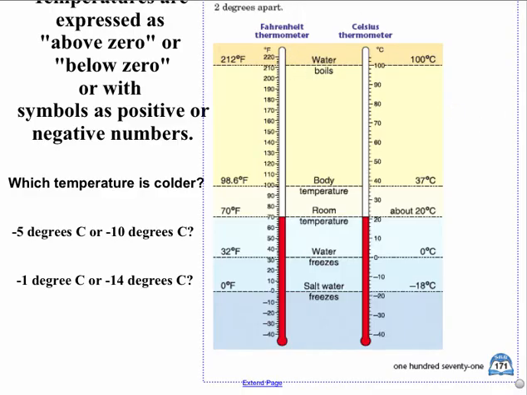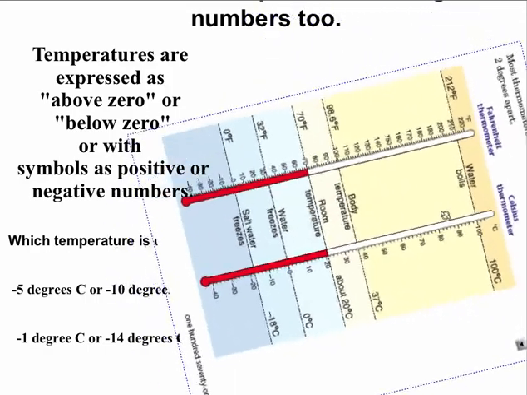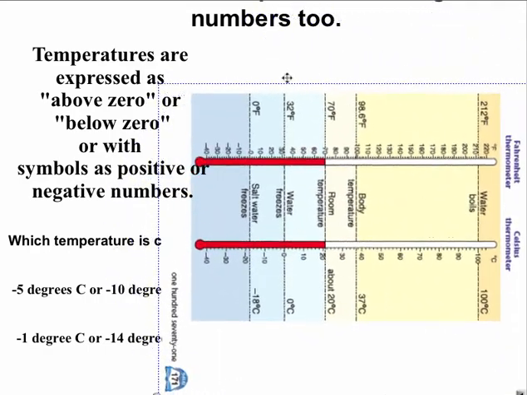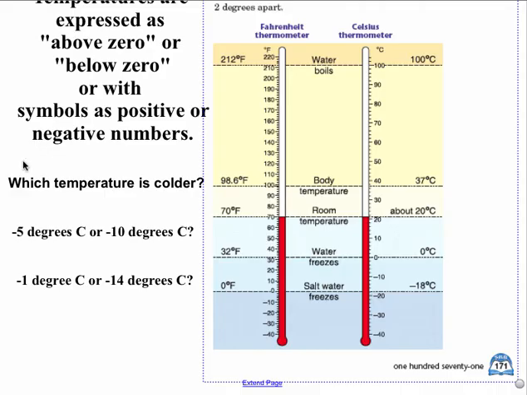If you were to turn it sideways, you'd have your negative numbers on the left and your positive numbers on the right. Remember that 0 is that neutral starting point. Positive numbers go to the right, negative numbers go to the left. Let's take a look at a question here.